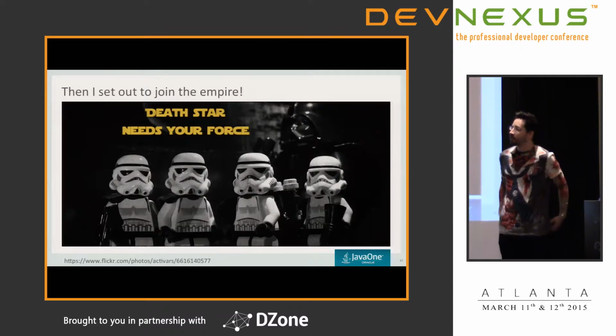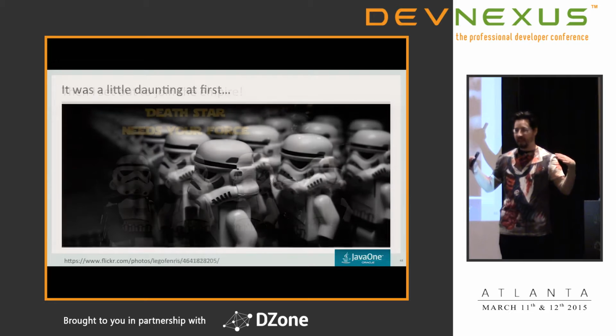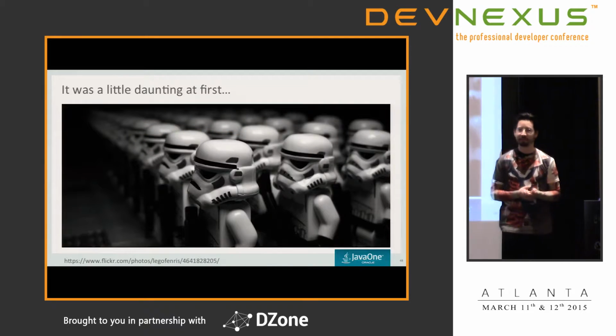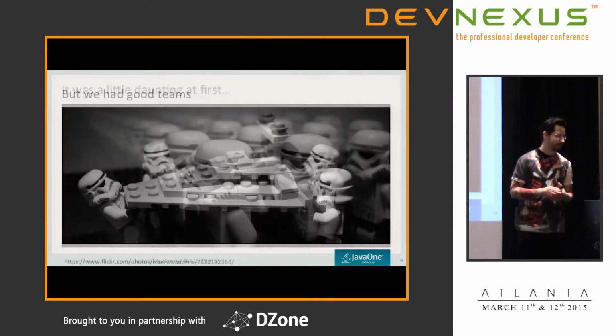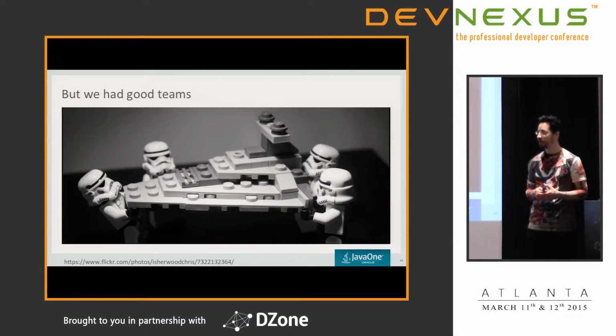And then I set out to join the empire. I joined kind of like a bigger, larger corporation. Started working at scale. For me, it was a little bit daunting. You go into a large organization and there's all these extra processes and a lot of group synchronization and things which you're doing. But again, I had good teams to work with and really smart people. So we got stuff done.